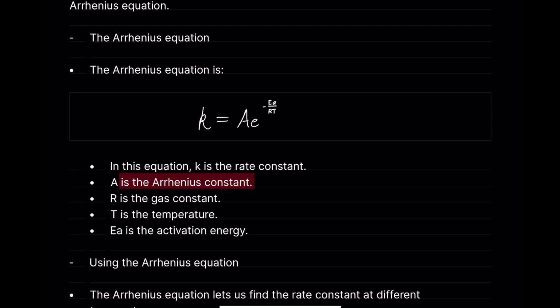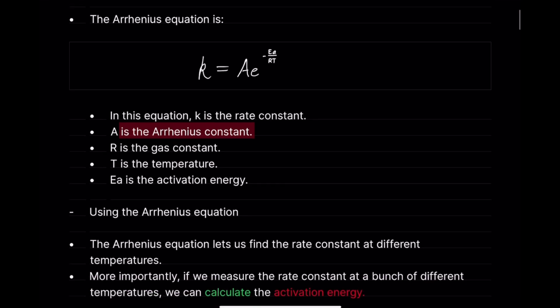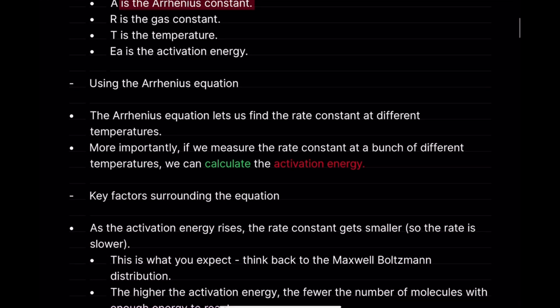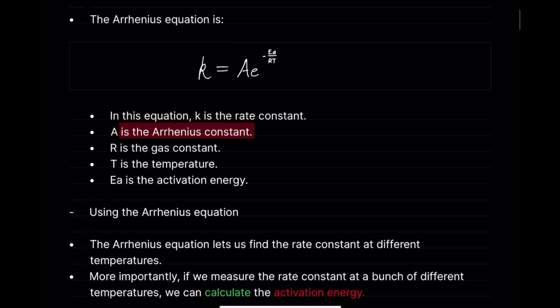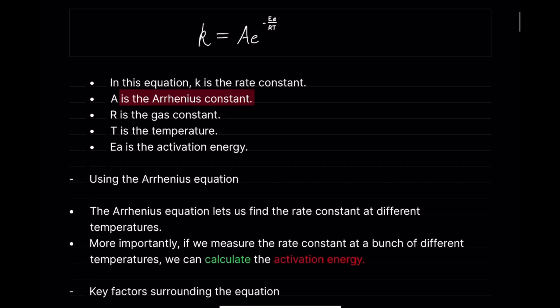But just in case you looked at that E and said, what the hell is that all about? As I said before, this is important because we can work out K, but we can also use it to work out EA, or we can use it to work out the temperature itself. You can rearrange it in many different ways, and that's why this equation is so useful.